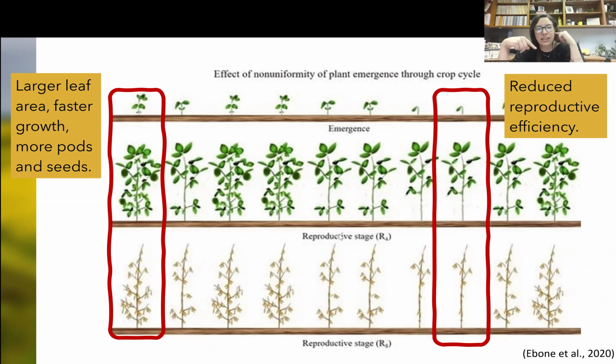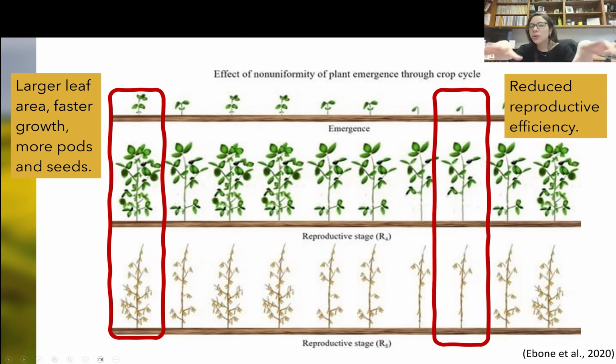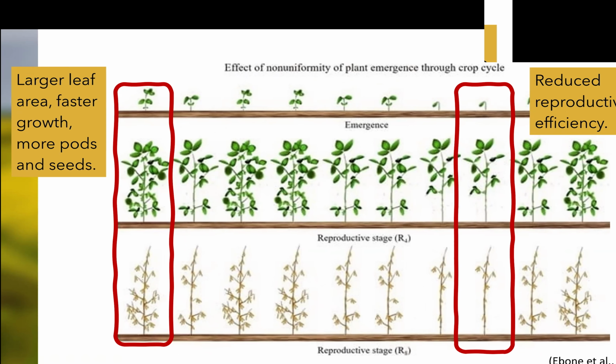And something that's really interesting is that if you compare the reproductive stage, R1, and you go to the field, you are not going to see high differences. Those plants are going to look the same. Like you're going to go there and you are going to say, oh, I didn't have troubles during the emergence. Everything looks fine.